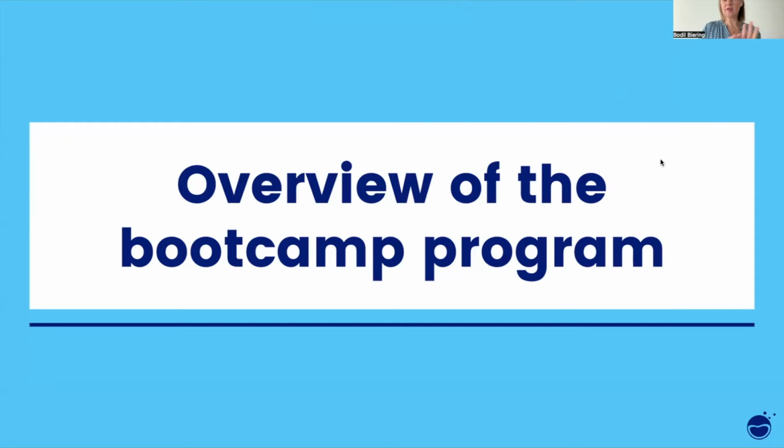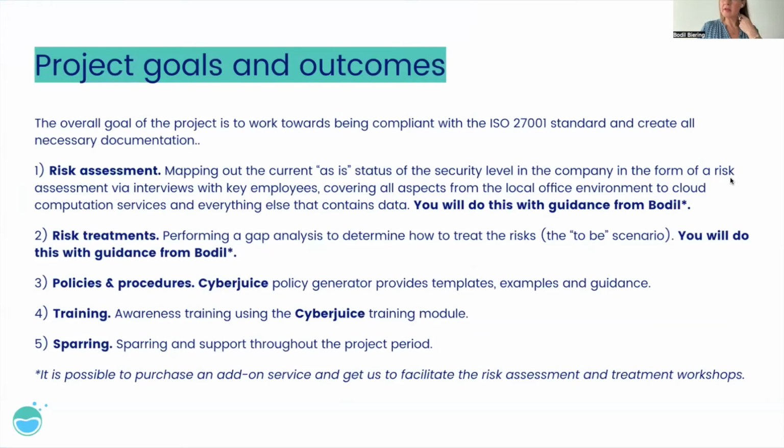So a little overview of our 6-week program here. The goals and outcomes: overall, we're going to be compliant with the ISO standard or the DSIL standard and create all the necessary documentation. That means there's going to be risk assessment, which we'll talk about next week, and risk treatment, policies and procedures with CyberJuice, and training. Throughout the period, you can get sparring and support. Just use the Slack channel to send your questions and we will monitor that.